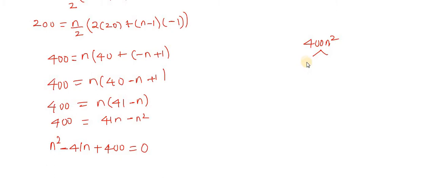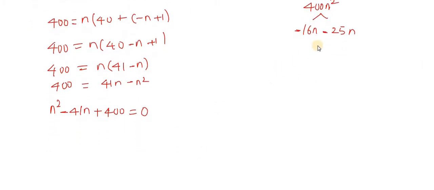So now what we can do, we can take here 16n and 25n. Why? Because 16 into 25 is nothing but 400. So then minus 16 and minus 25. Why? Because we want here minus 41. So now replace, in place of 41, replace here 16 and 25.